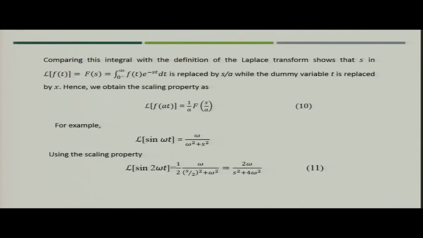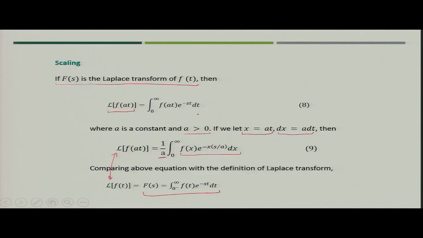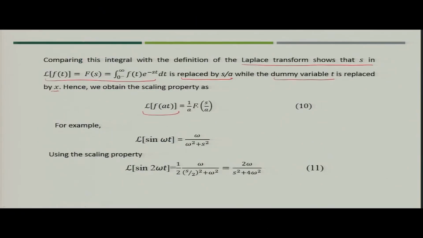When we compare with the definition of the Laplace transform, s is replaced by s by a, while you change the dummy variable t to x. So, when you compare both of them, you can simply say that Laplace of f of at is nothing but 1 by a into F of s by a. This is what you got. 1 by a is anyway a constant, so you can take it out. The only difference is that you are simply replacing s by s by a. With this simple comparison of both equations, you can say that Laplace of f of at is nothing but 1 upon a F of s by a.